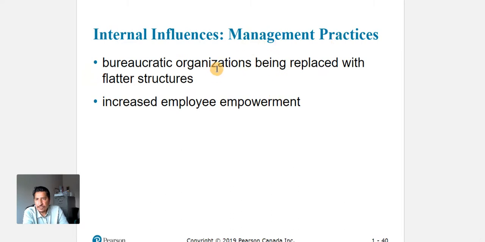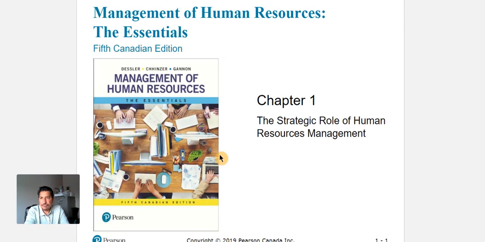Management practices: bureaucratic organizations are being replaced with flatter structures and increased employee empowerment. So this is all about the strategic role of human resource management.